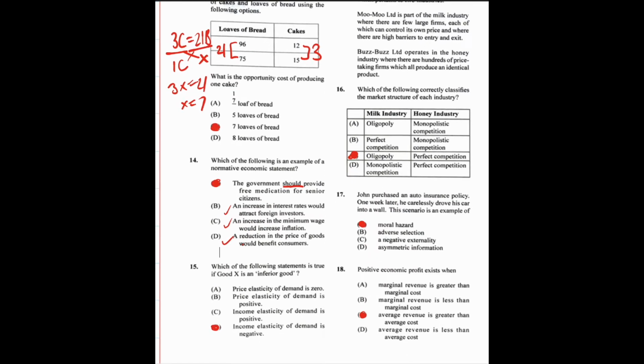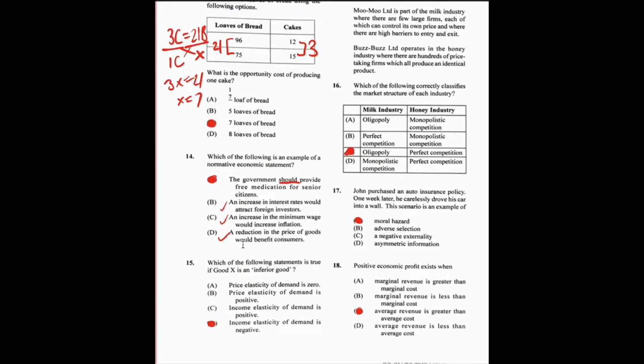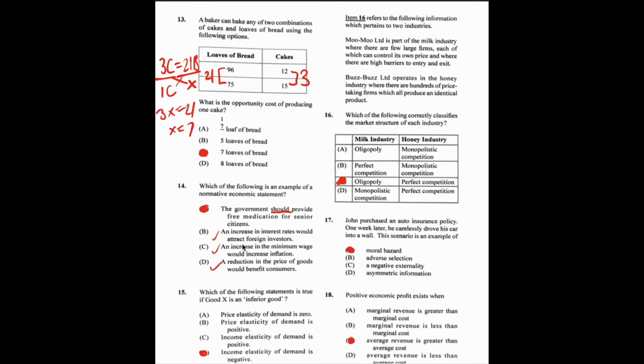Which of the following statements are true if good X is an inferior good? Remember, we said there's a negative relationship between income and quantity demanded for an inferior good, and we see that with D. Income elasticity of demand is negative, D. Seen this question before, guys.